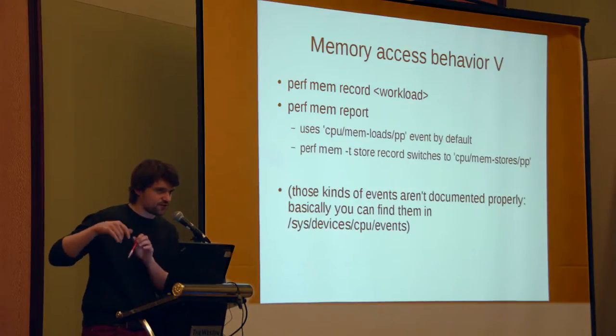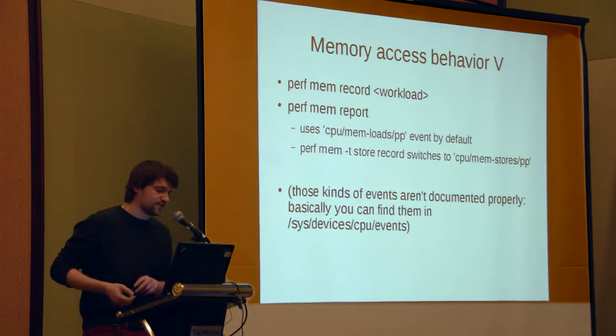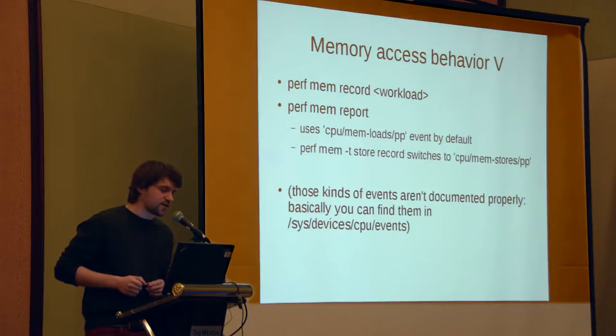Most of these commands, perf lock or perf mem or perf kvm, are basically wrappers around record which just do some fancy stuff with the arguments. In this case, they use the cpu/mem-loads with two precision levels. And there's an opposite command, perf mem -t store, which shows you the stores to the memory. It's basically an alias for cpu/mem-stores with double precision level.